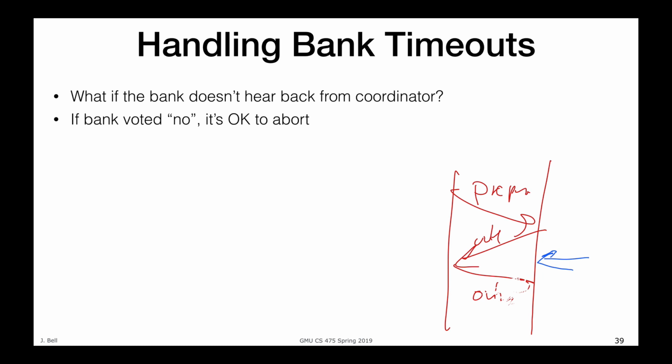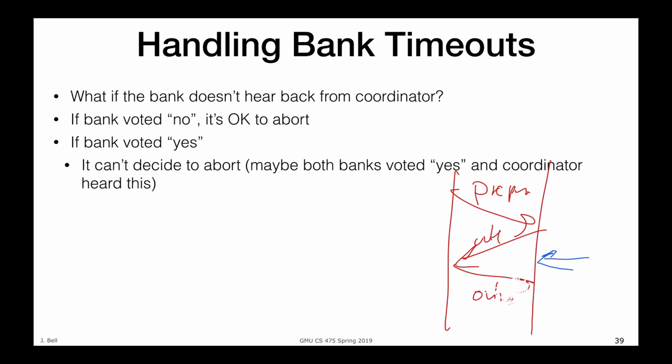So we said that if we voted no, then it's okay to abort, and it's okay for us to abort because nobody else could commit, because they didn't hear us say yes. But if we voted yes, we cannot decide to abort. The reason is that maybe the other bank voted yes too, and maybe the coordinator even heard that and already sent out a message saying commit, and we just missed the message. So we definitely cannot abort. But we also can't commit, because maybe the other bank did not, as we just said, vote yes.